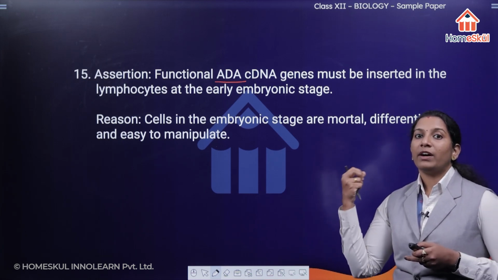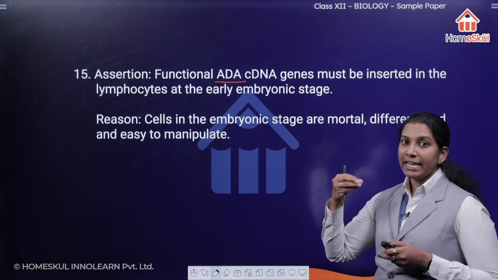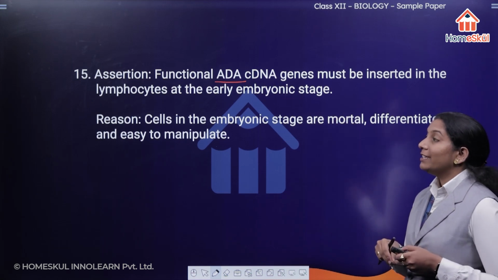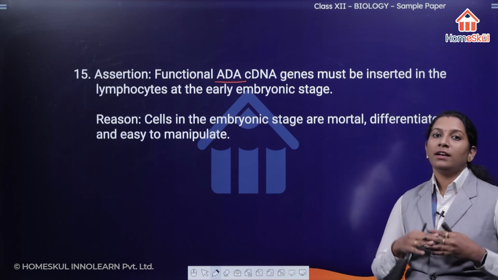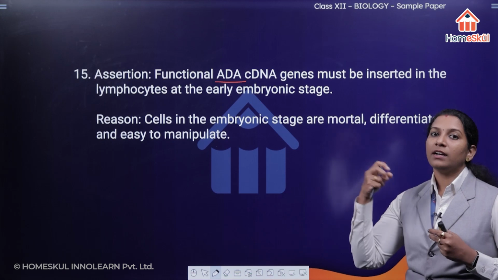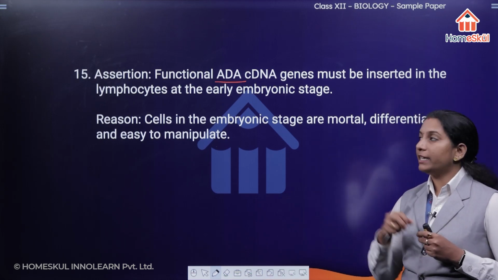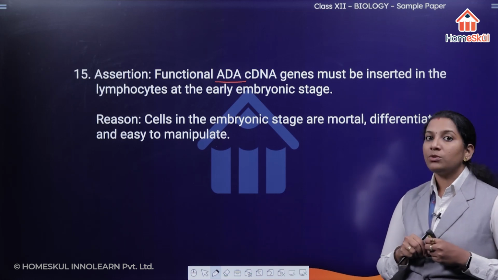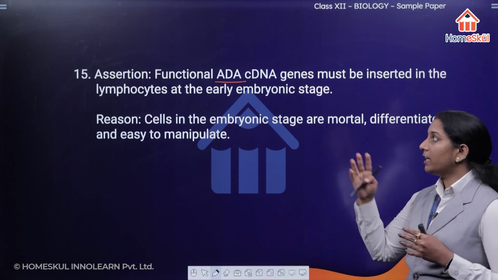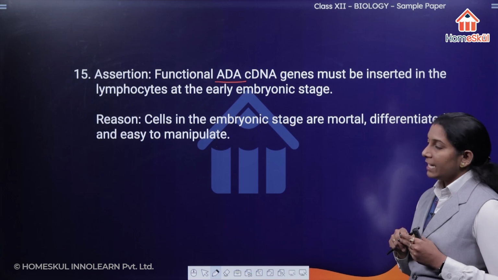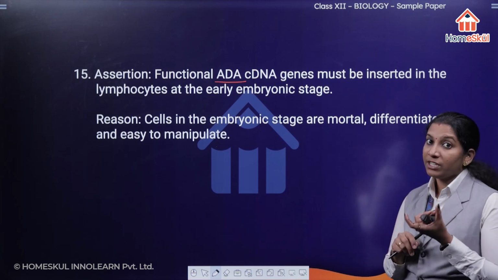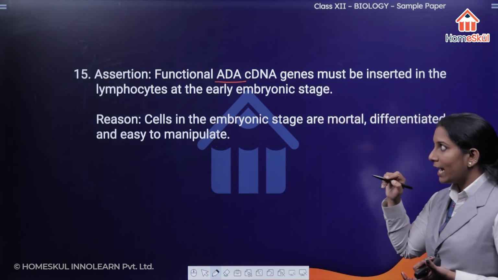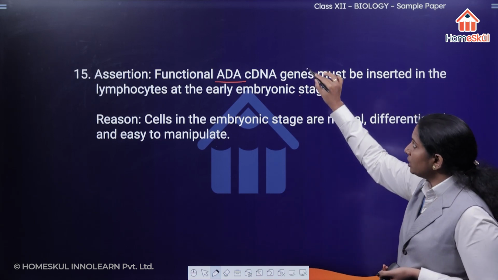We collect the functional ADA genes from the bone marrow and insert them in the early embryonic stages. Then only can we cure this ADA deficiency permanently. So gene therapy is done at the early embryonic stages. The functional ADA-cDNA must be inserted in the lymphocytes of a patient or an organism at the early embryonic stage. So the assertion is right.